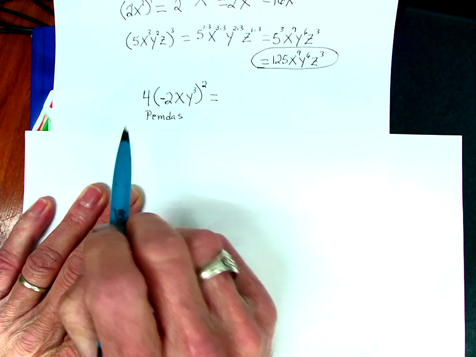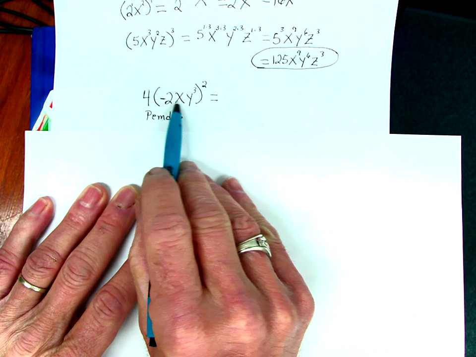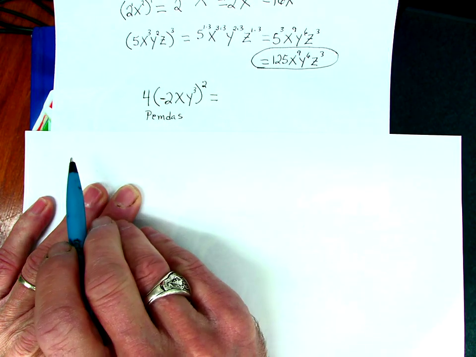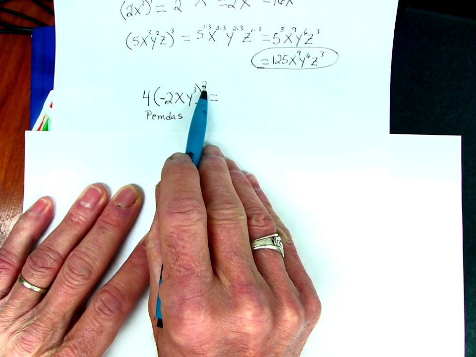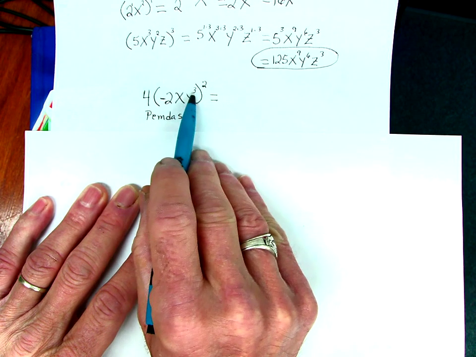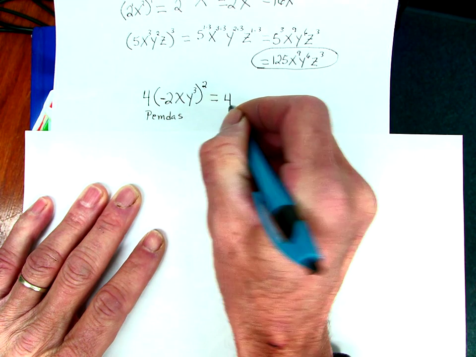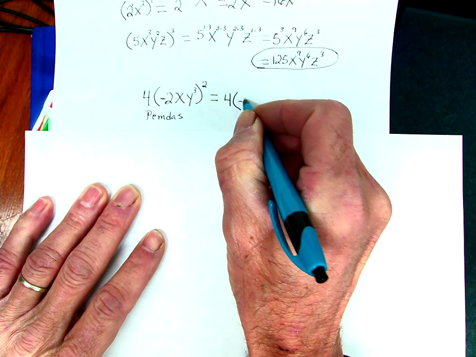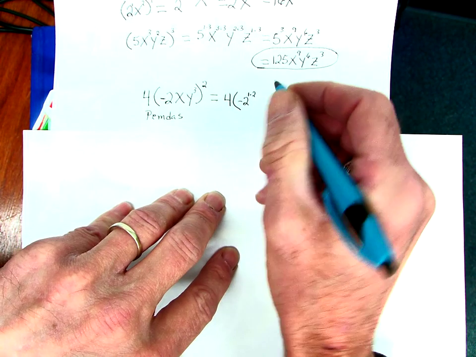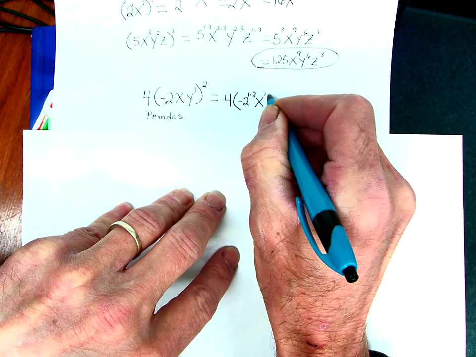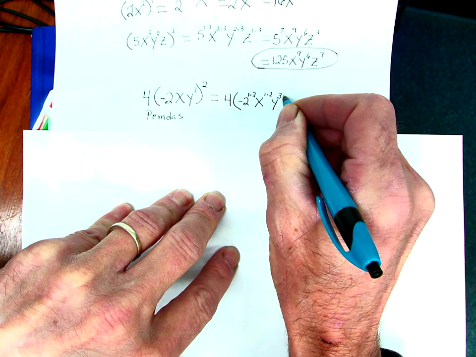says do the parentheses first. So we look on the inside of the parentheses, there's nothing to do. There's no math that needs to be completed. Then we move to the exponents. Here's the exponent. We need to distribute this power to the inside of this parenthesis. So the 4 doesn't change. The negative 2 to the first power times the second power. The x to the first power times the second power. The y to the third power times the second power.